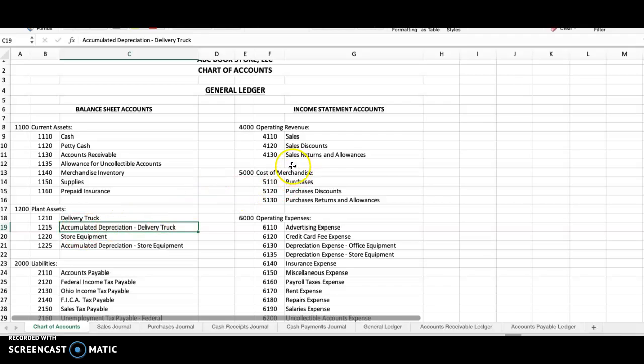The same thing happens with sales and purchases. Sales is typically credited when we sell something, and the sales returns and allowances would be an account with a debit balance, and that would be a contra account, as we'll see. Purchases, typically a debit balance when we purchase merchandise, but the purchases, returns, and allowances would be a contra account with a credit balance, as we will see. So let's take a look at a couple examples.